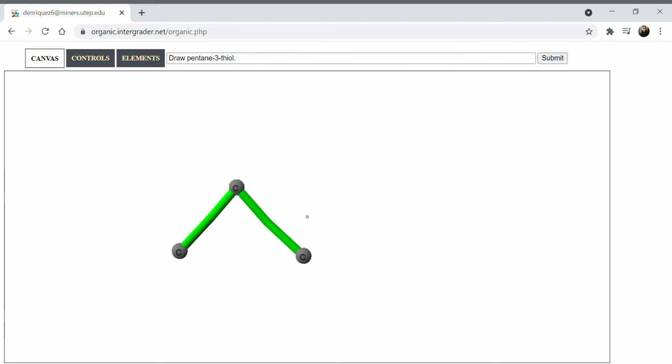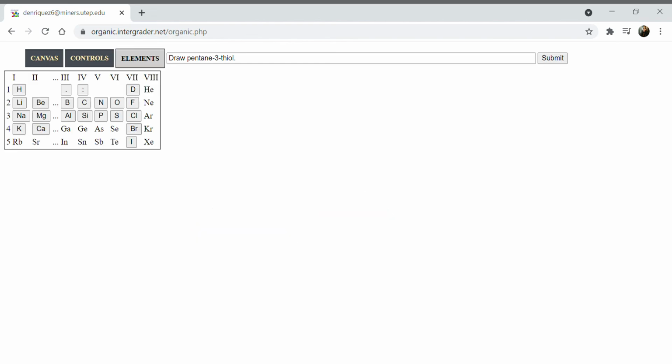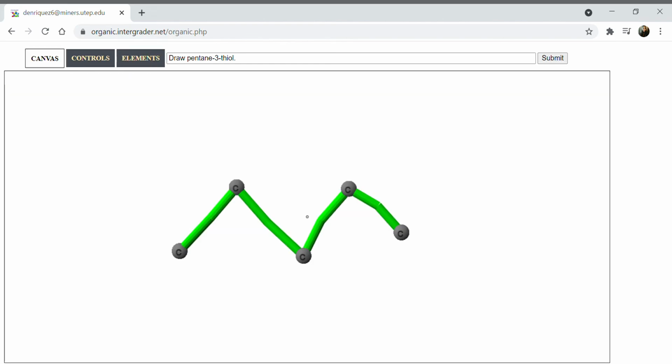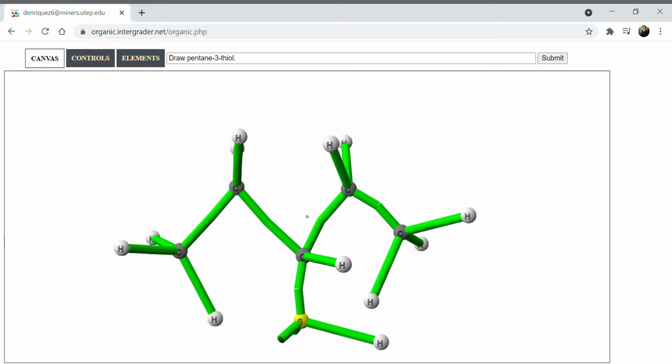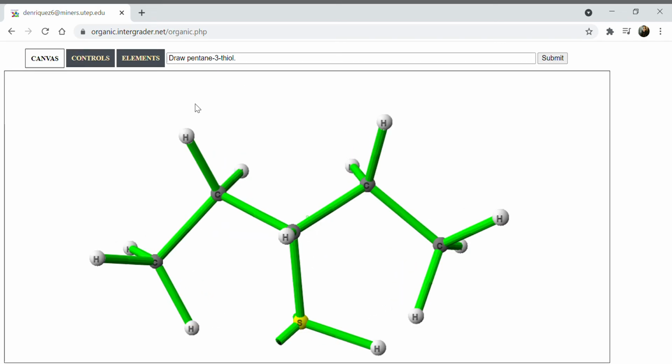Pentane 5 carbon chain, and I have a sulfur at the 3 position. Add my hydrogens, and again it's a drawing one, no indication there's a conformation, so good to go.